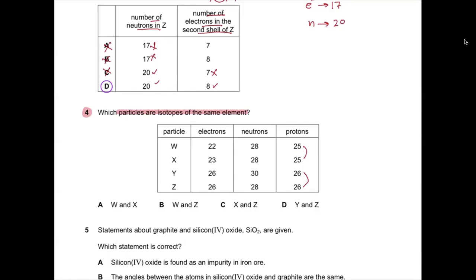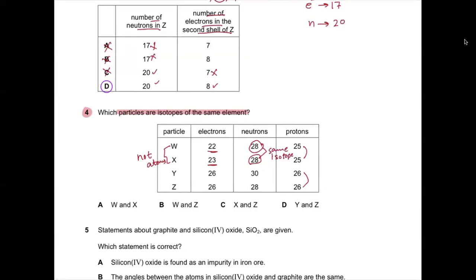Now, if you see their electrons, it means these two are not atoms, right? These are the positively charged ions. And their neutrons are the same, indicating the same isotope, not a different isotope.